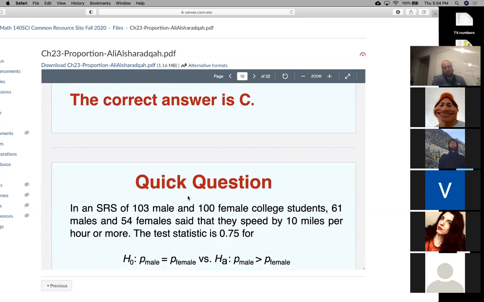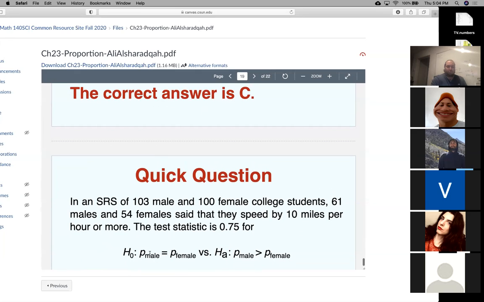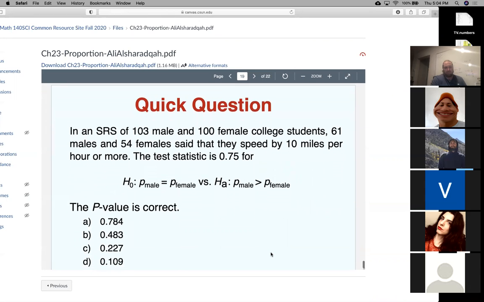And an SRS of 103 male and 100 female college students, same thing. The test statistic is 0.75. For the null hypothesis, where the proportions are the same, versus the alternative that males have a higher proportion of speeders, the p-value is what? I think they're asking what's their p-value. So what do we get? What's the p-value?